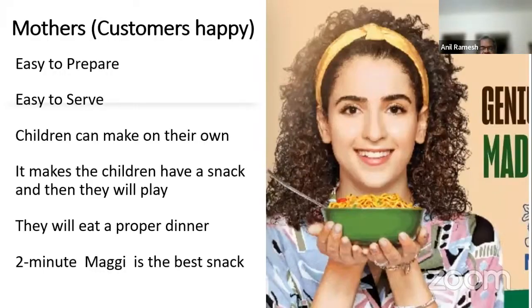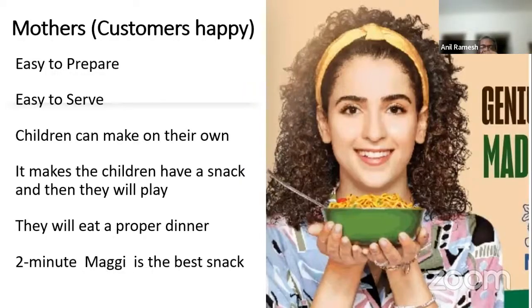Again, remember, the customer is a mother. So they made it very easy by saying noodles are easy to prepare, 2 minutes. In fact, if you see their promotion, it says 2 minutes. Easy to serve. Children can make it on their own. It makes the children have a snack and they can go and play.